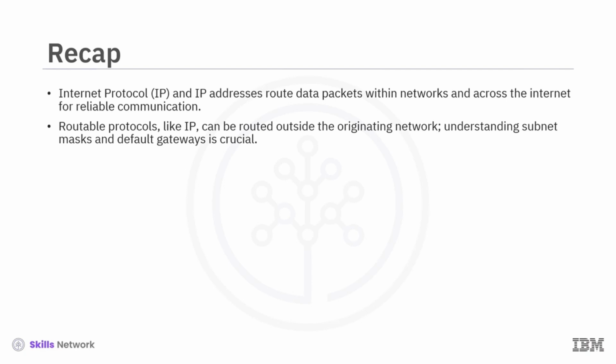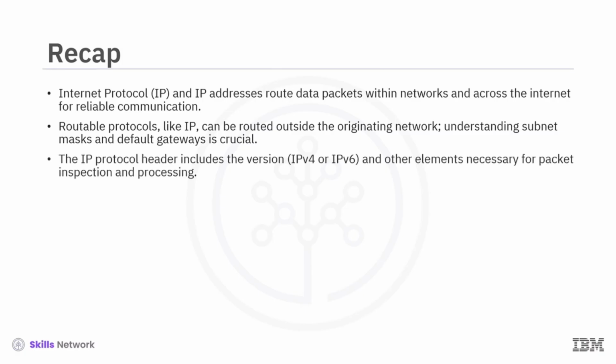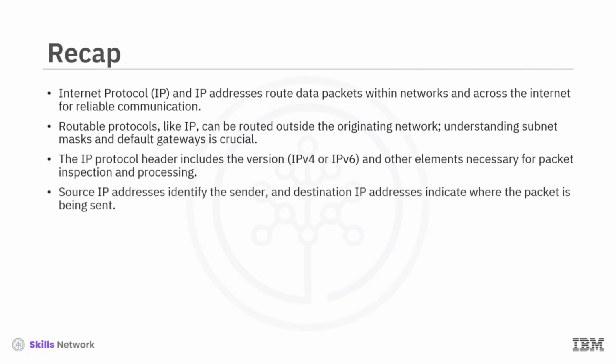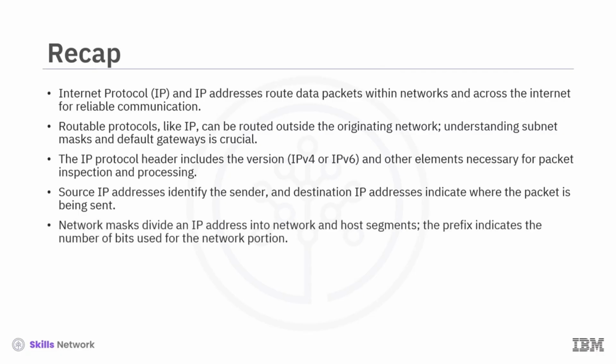Understanding subnet masks and default gateways is crucial. The IP protocol header includes the version IPv4 or IPv6 and other elements necessary for packet inspection and processing. Source IP addresses identify the sender, and destination IP addresses indicate where the packet is being sent. Network masks divide an IP address into network and host segments. The prefix indicates the number of bits used for the network portion.